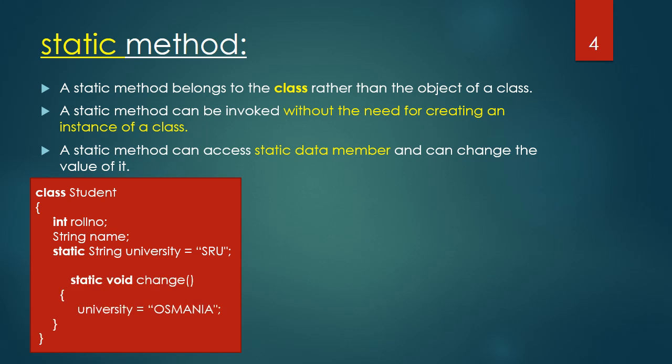Here I have taken a change method. The change method is a static method. Since it is a static method, it can access the static variables directly. In this program, university is the static variable, so its name can be used directly in the static method change. In the method I am changing the university name from SRU to Osmania.